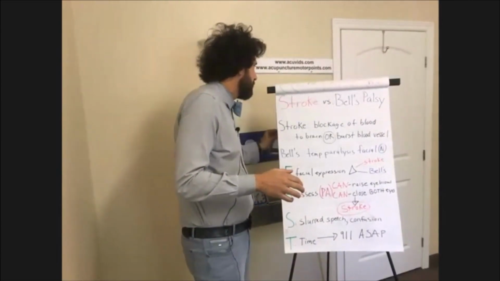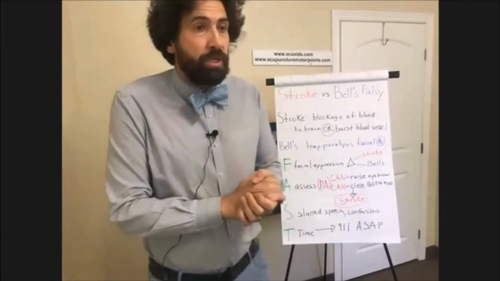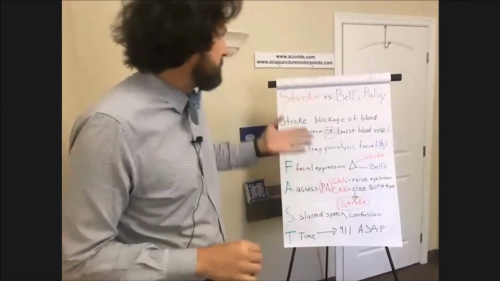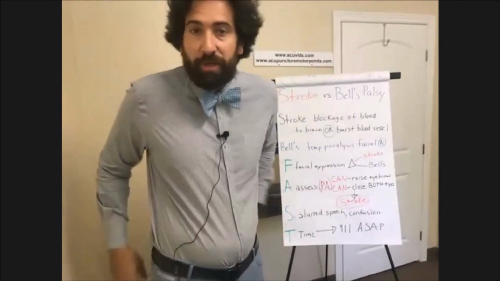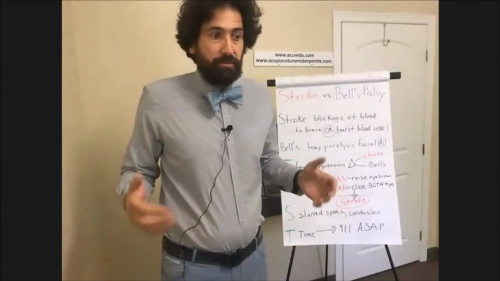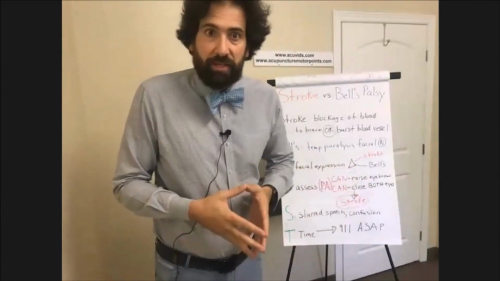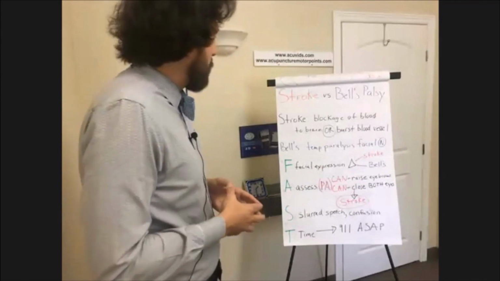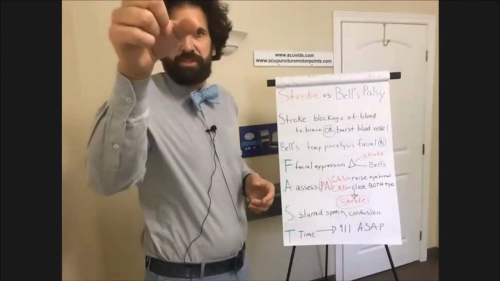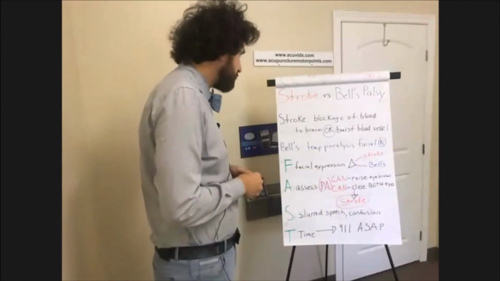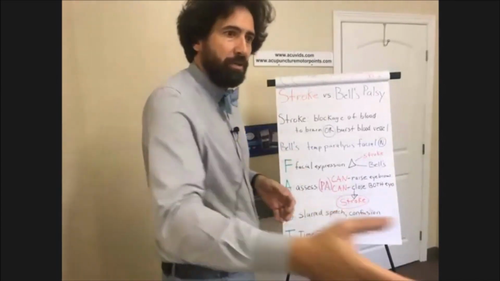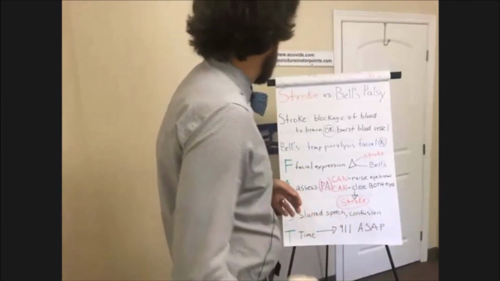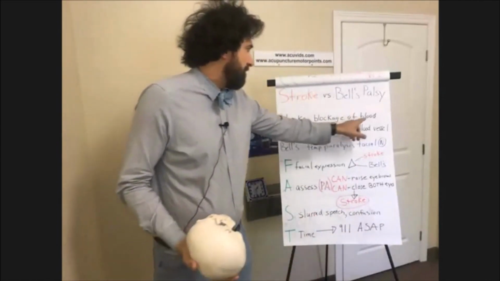All right. Now this one is pretty cool because we see a lot of Bell's palsy. Anyone who practices acupuncture sees Bell's palsy because Bell's palsy responds very well to acupuncture. So what happens here, if you just pass me the skull right behind you. First, let's define what stroke is and what Bell's palsy is. Thank you. Stroke is a blockage of blood to the brain.